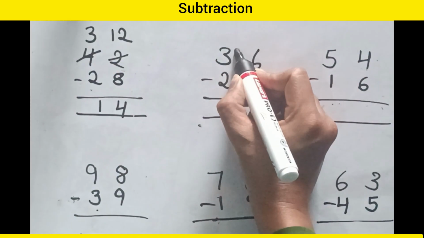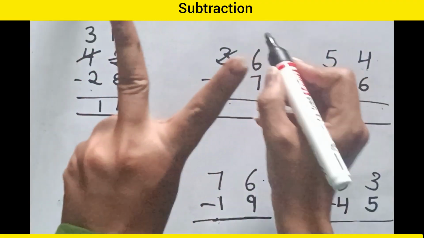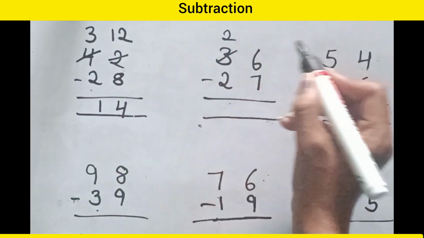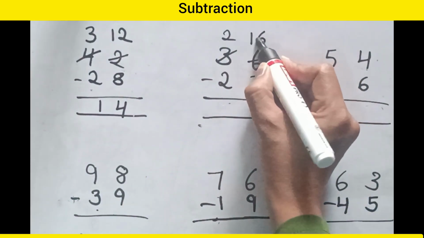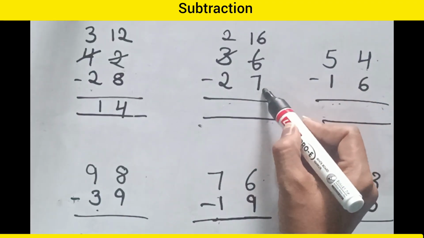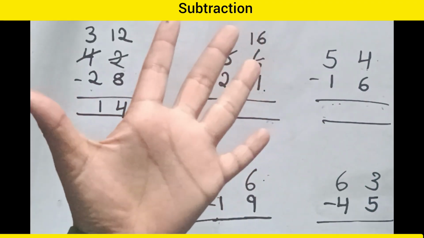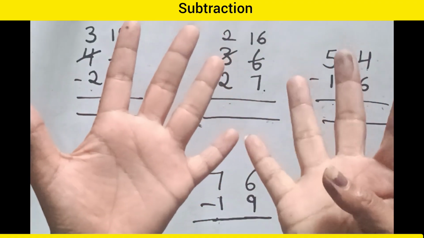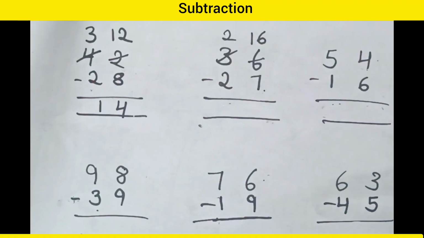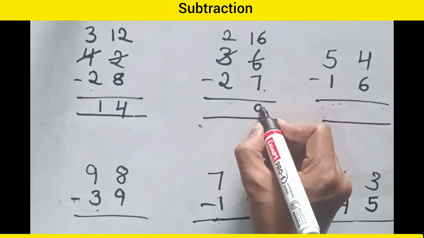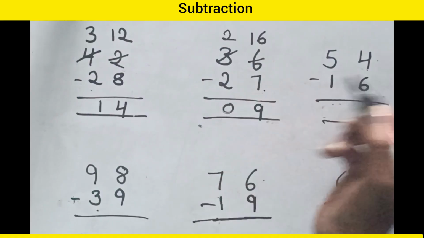So cross sign here. One step back, 3, 2, and it will give tens here. So 6 plus 10 is 16. Now count forward from 7 to 16: 7, 8, 9, 10, 11, 12, 13, 14, 15, 16. 5 and 4 gives 9. And 2 minus 2 gives 0.